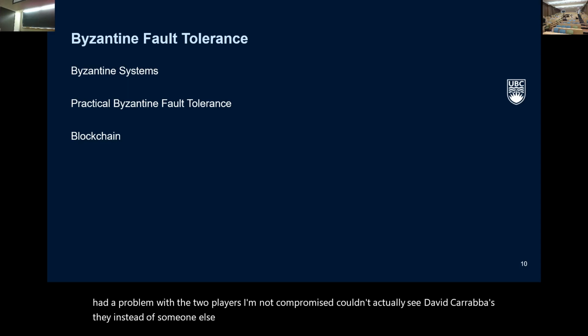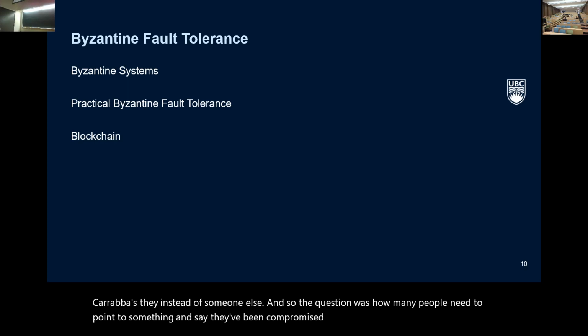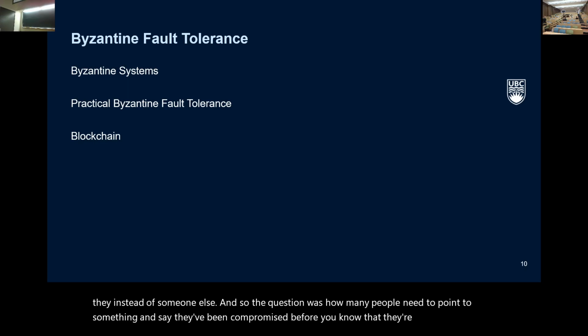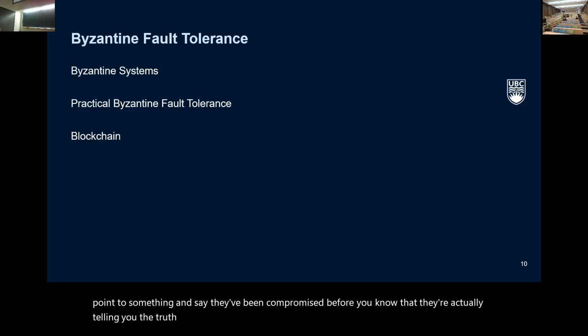And so the question was, how many people need to point to somebody and say they've been compromised before you know that they're actually telling you the truth? And that is, in fact, exactly this problem. How do you identify the Byzantine actors there?